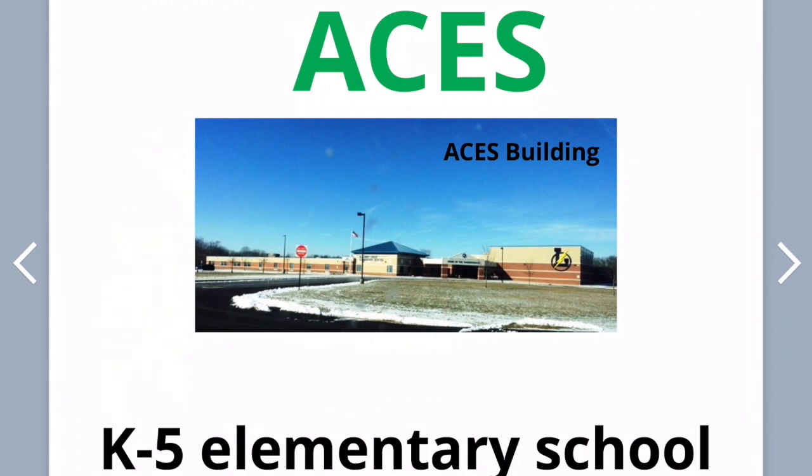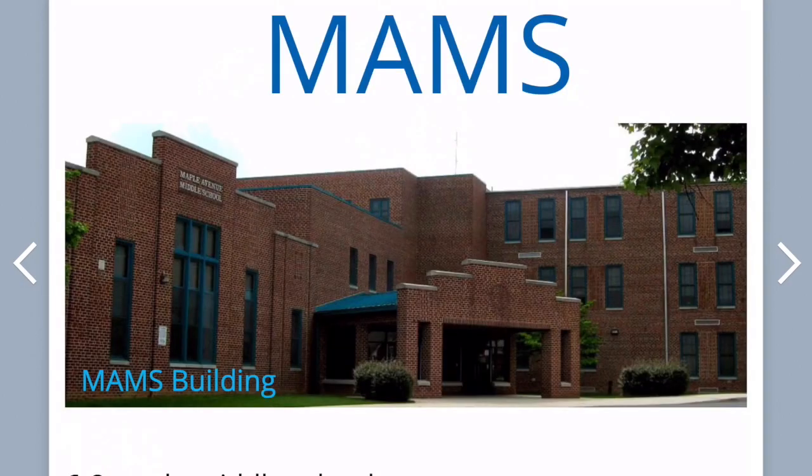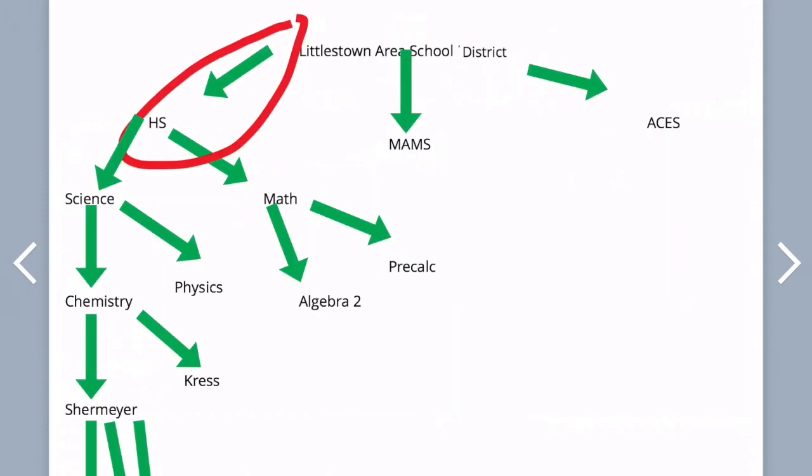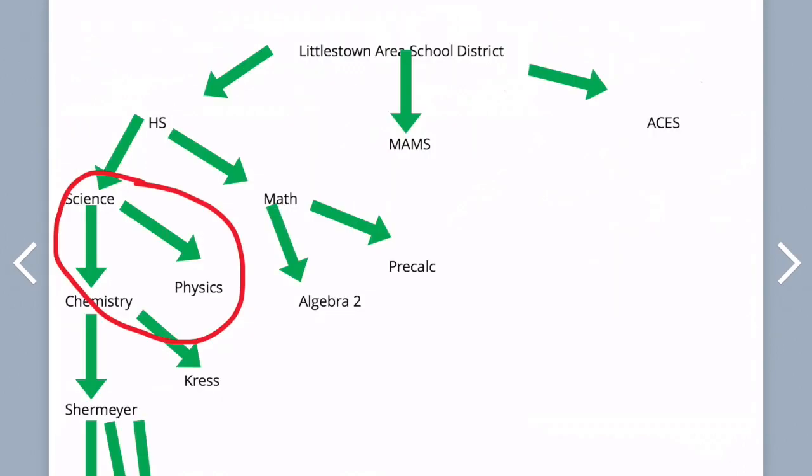Well, that's the end of that strand, so I have to go back and explain my middle school strand. My next one should be the definition of what the middle school is, what its term is, obviously MAMS, and then the building. That's the end of that strand. So now I need to go back to my main flowchart and go down to the high school strand. Again, here's Littlestown High School. There's the definition and the picture. Now I'm dividing again. So I have science, and I have physics, and I have chemistry.